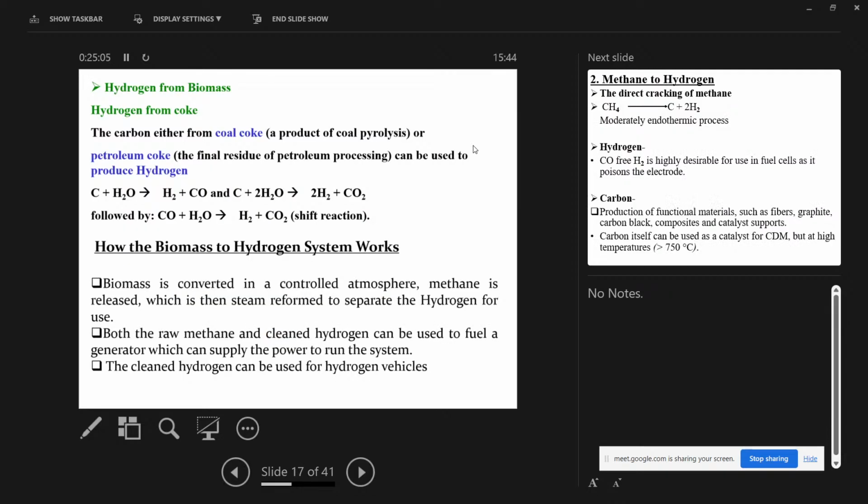Next slide, please. These are the basic reactions that occur in the biomass-to-hydrogen production process. So the carbon is there.